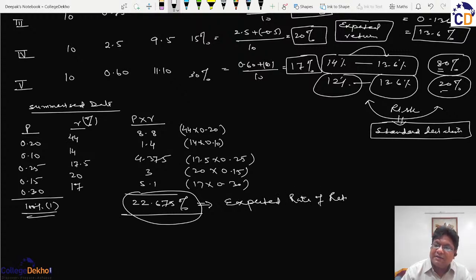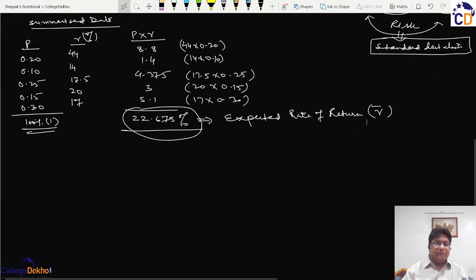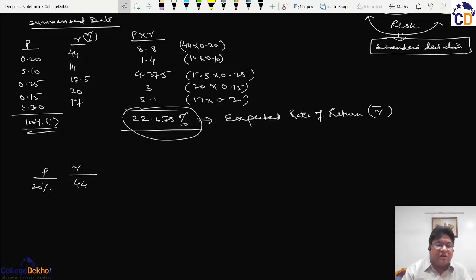What you call is expected rate of return, and we denote it by R bar. So what is happening here is that with a 20% probability you anticipated a return of 44%, but after covering all expected possibilities, the return could have been 22.675. So there is a difference between what you anticipate and what you are not anticipating, and we can ignore this minus sign because this denotes the difference.